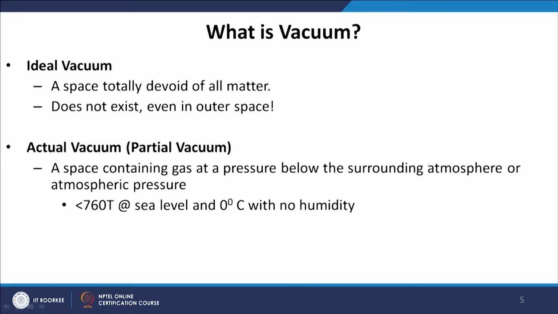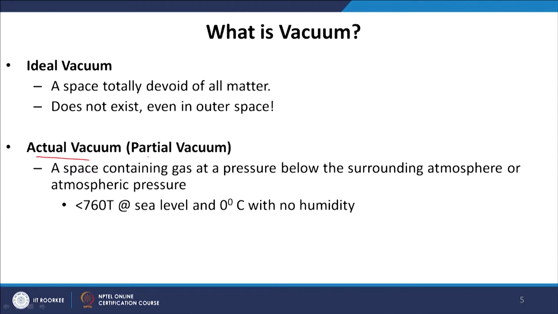So, by definition, an ideal vacuum is a space devoid of all matter, which does not exist even in outer space. It is not possible to have a space completely devoid of any matter. So, it is a very ideal hypothesis. In the real case, what we talk about is the partial vacuum.